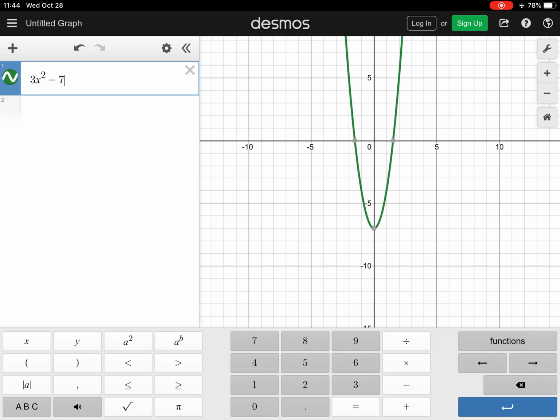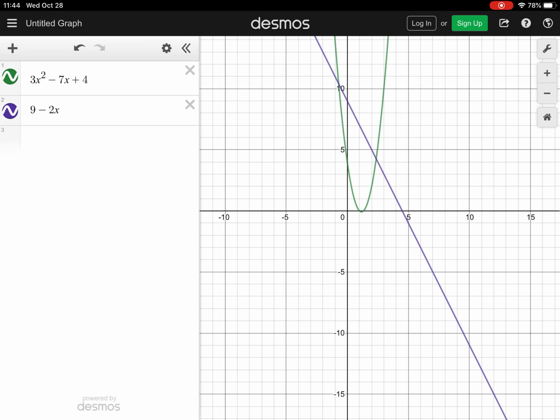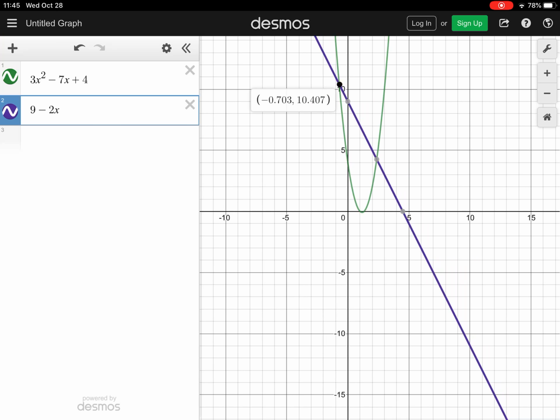3x squared minus 7x plus 4, equals 9 minus 2x. So notice I have a parabola and a line. Also notice that they cross not once, but twice. And they cross at decimals, and you know, decimals aren't our favorite, but hey, at least it's just a decimal. No big deal. We only care about the x values. So we only care about negative 0.703 and 2.37. We do not care about the 10 or the 4. Okay.